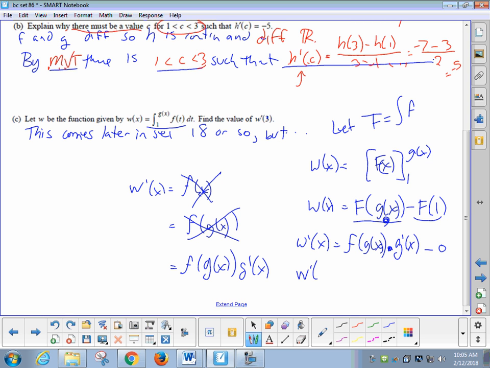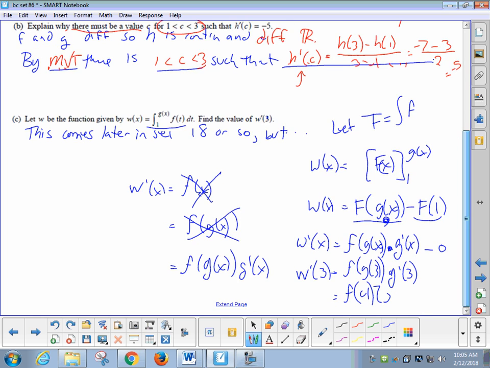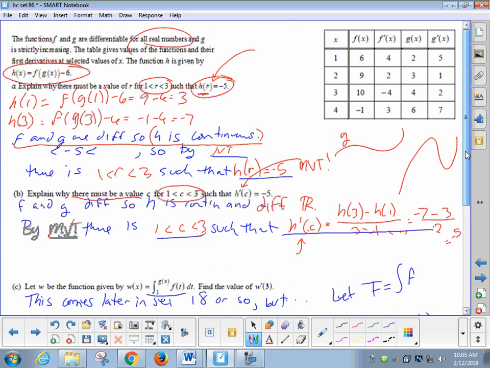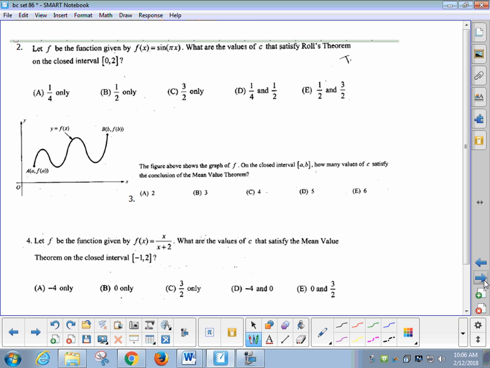So W prime at 3 would be f of g of 3 times g prime of 3, which is f at 4 times g prime, which is 2, and f at 4 is negative 1. So did you get negative 1 times 2, or negative 2? If you did, give yourself a pat on the back for a job well done. All right? Anybody? Okay.